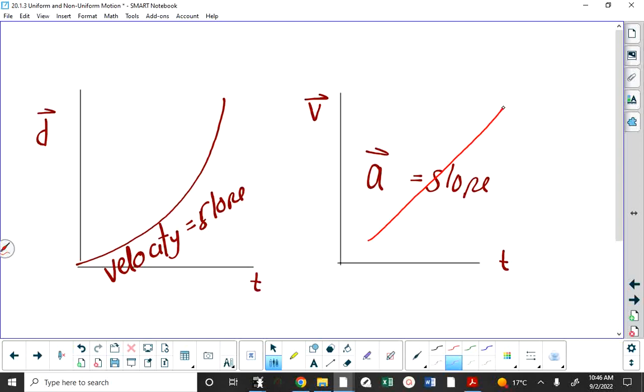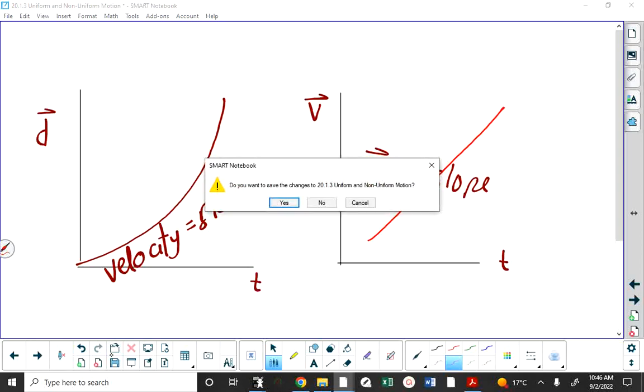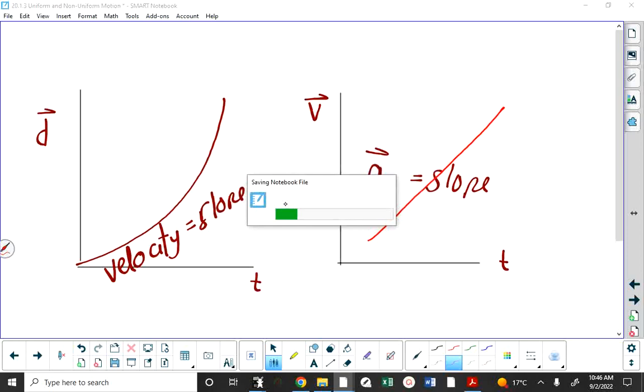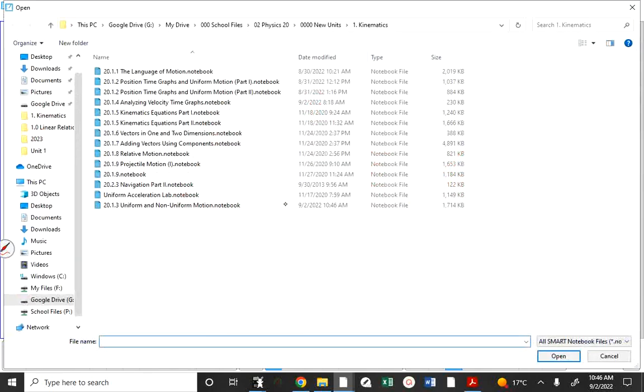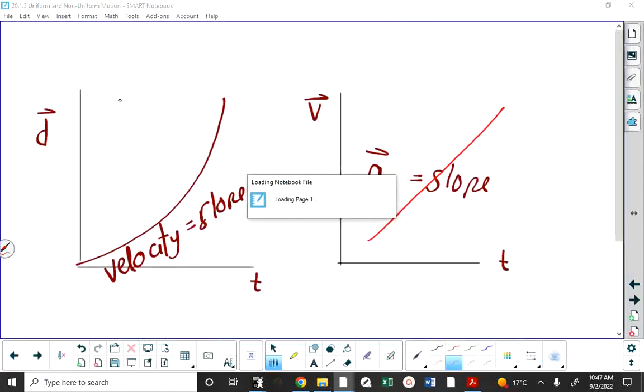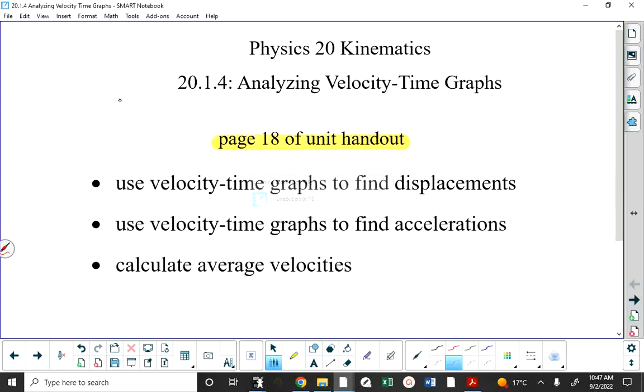All right, we're going to move on. We're going to take a look at the next lesson now. And now we're starting to settle back into a good routine. We're going to learn some stuff today. You're going to practice some stuff on your own. I believe this is on page 18 of your handout. We're going to be doing a couple of things today.